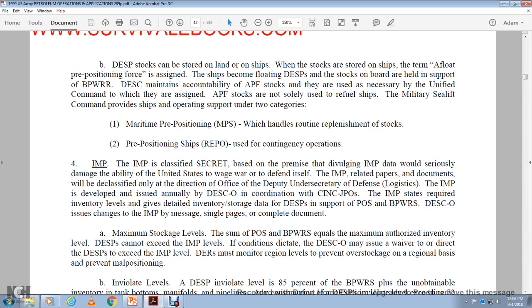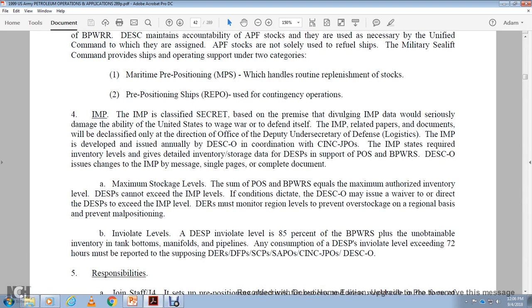The DESC issues the IMP with a single-page message with the complete document. Maximum stockage level: the sum of the POS, the petroleum operational stock, piece operational stock and the Bulk Petroleum War Reserve Stock equals the authorized inventory level. The DESP cannot exceed the IMP level according to the conditions dictated by the DESC, but it may issue a waiver to direct the DESP to exceed the IMP level.